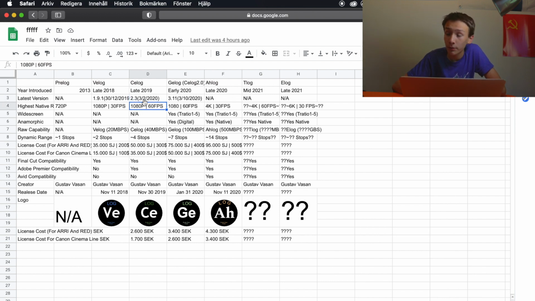You could correct 4 stops over or underexposed. That was a really good thing. Everyone loved that, okay?